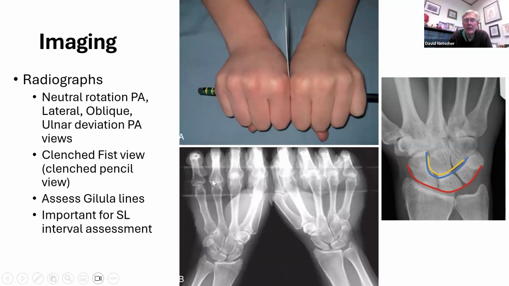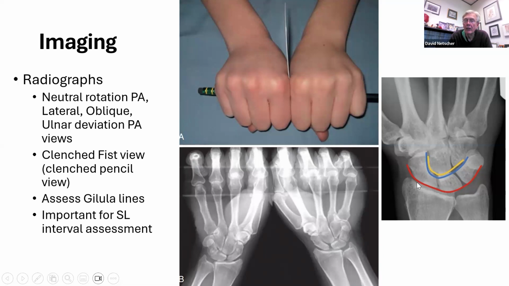Another view is a clenched fist view, so you can see this patient is grasping around a cylinder, because that may show you a ligament injury where you get widening in this gap between the scaphoid and the lunate bones. And then you'll compare right and left sides, and you can see there's a difference between the two and a suspicion then for a ligamentous injury.